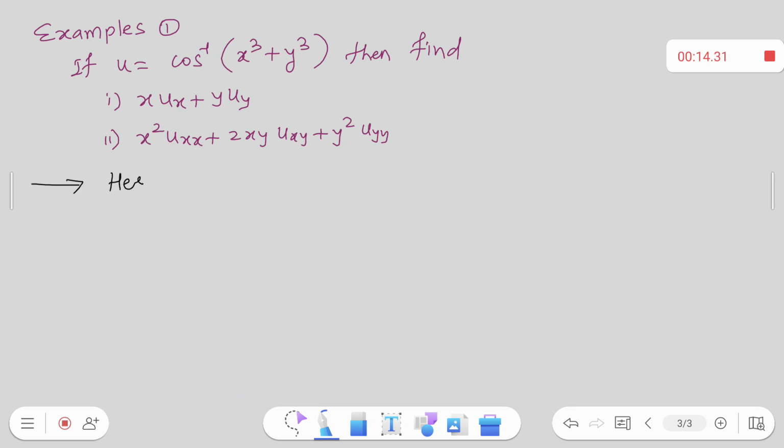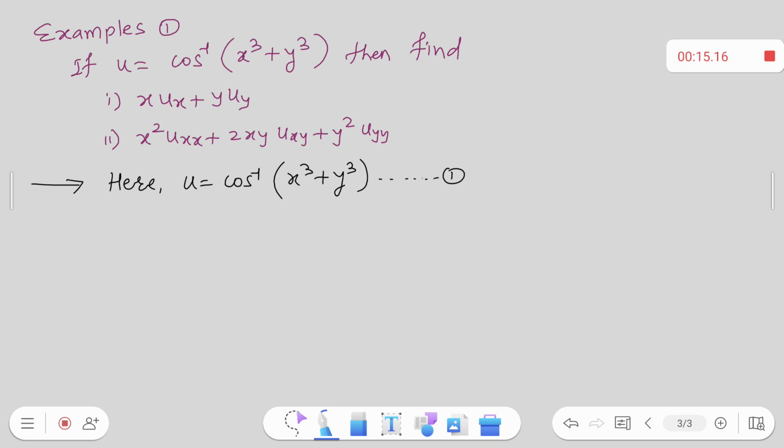Now let us assume u as cos inverse of x cube plus y cube. Equation 1. You are given u in inverse form. Is it homogeneous? Initially u is not homogeneous since u is an inverse function.